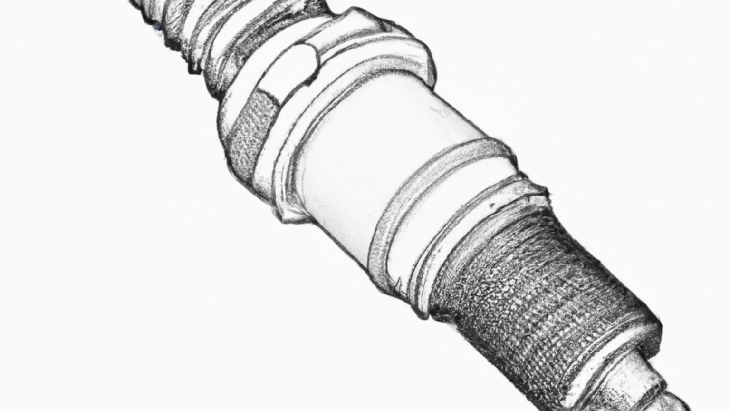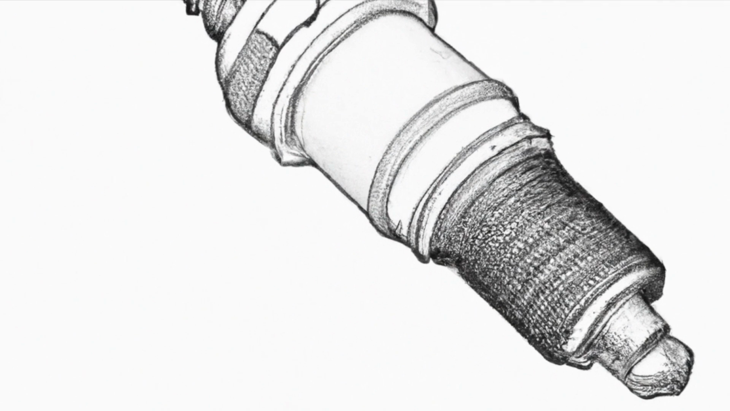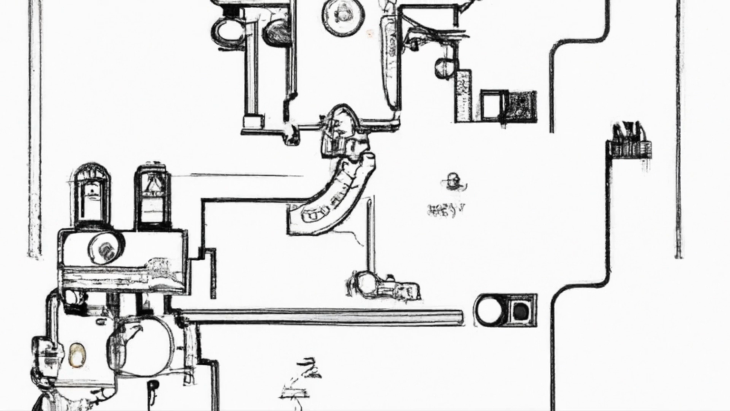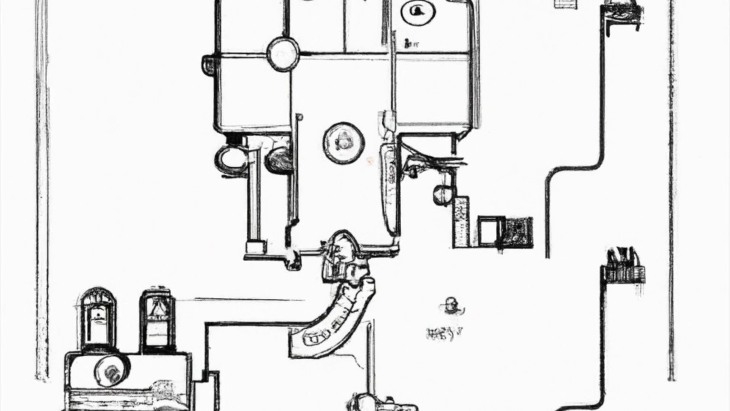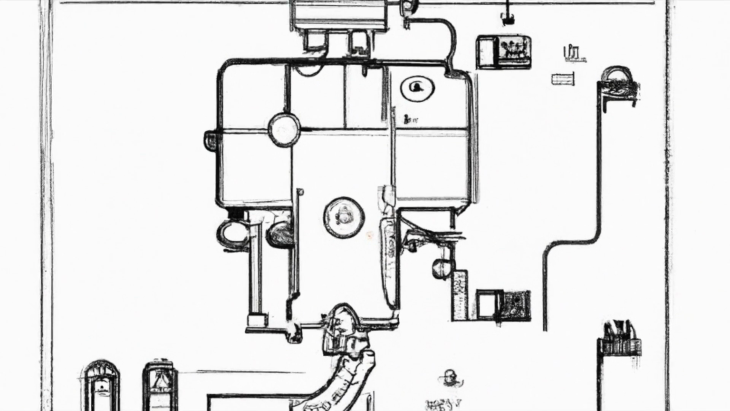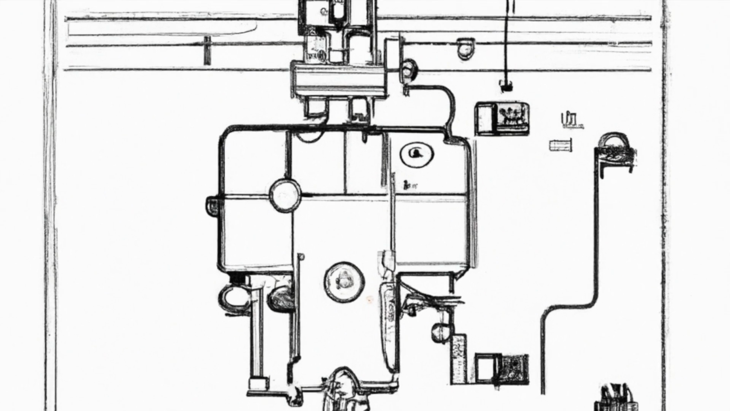The ignition system is controlled by the car's computer, which determines the timing of the spark based on a variety of factors, including engine speed, load, and temperature. The computer sends a signal to the ignition coil, which in turn creates the spark at the spark plugs.